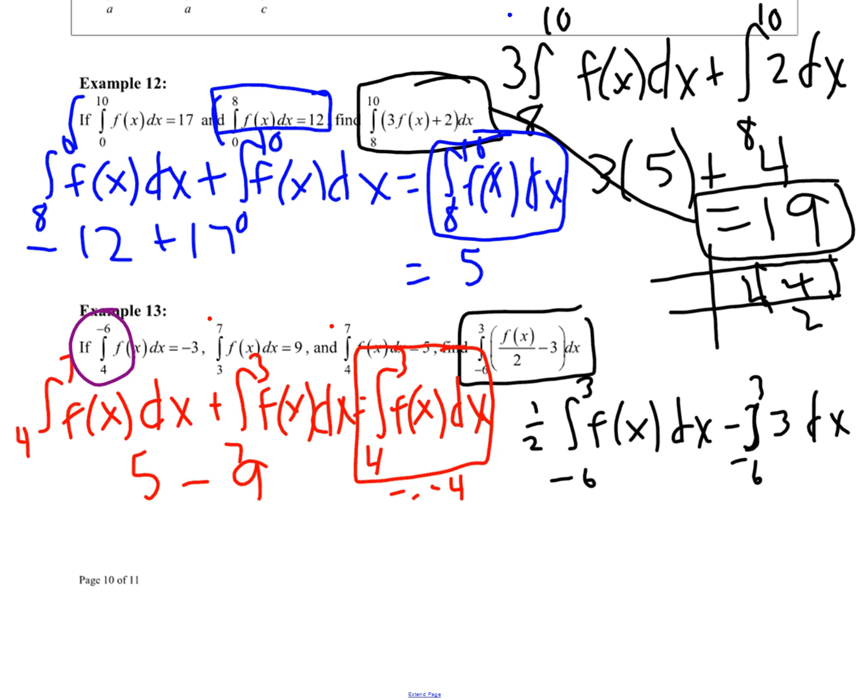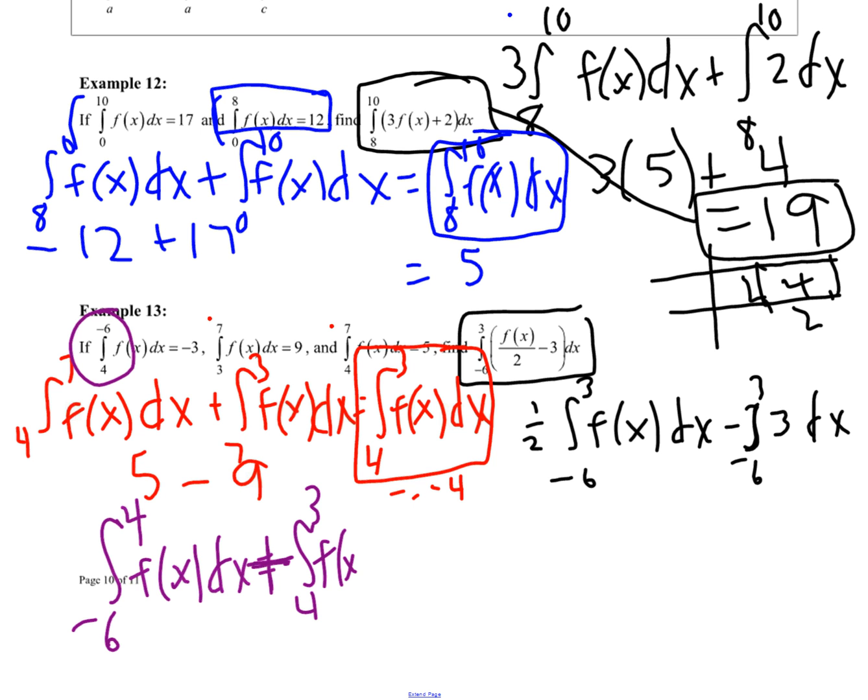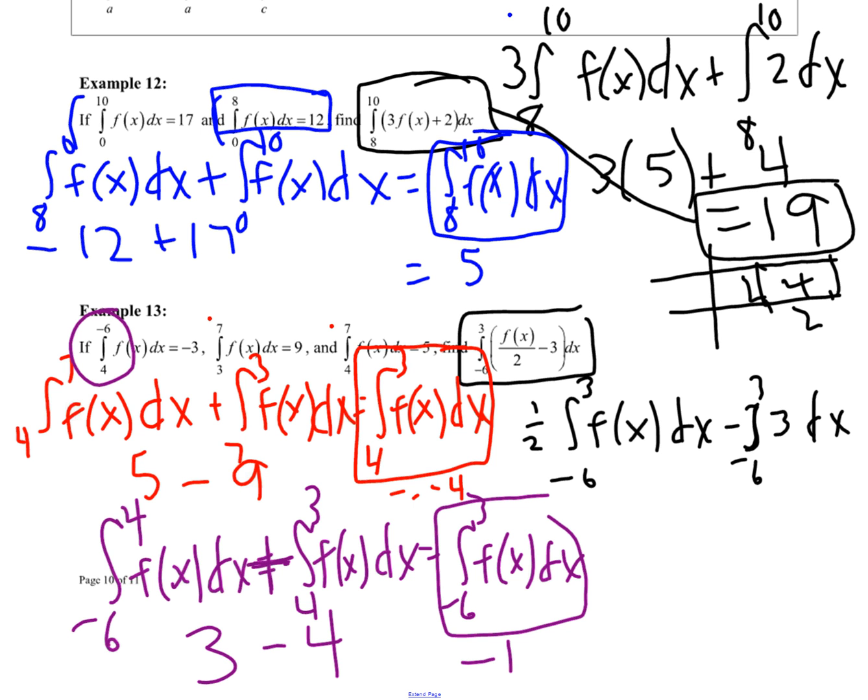And we know that from negative 6 to 4, or 4 to negative 6, so we could find negative 6 to 4. Negative 6 to 4, plus 4 to 3, that's going to give us the integral we want from negative 6 to 3. So if 4 to negative 6 is negative 3, negative 6 to 4 is positive 3. 4 to 3 is negative 4. So this is equal to negative 1.